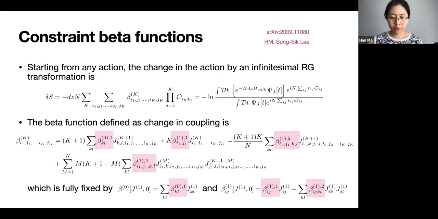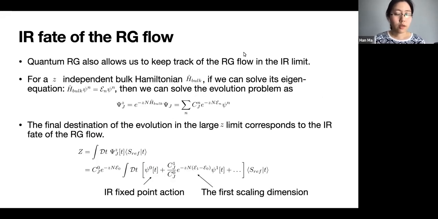And this is our first result for the O(N) model, and it's actually very general. Then we would like to see that not only can we find good properties during the RG flow using the quantum RG method, we can also explore the deep IR limit of the RG flow by the quantum RG method. So consider a very simple case. For a Z-independent bulk Hamiltonian, if we can solve this Hamiltonian, then we can solve the evolution problem completely, starting from any initial state.